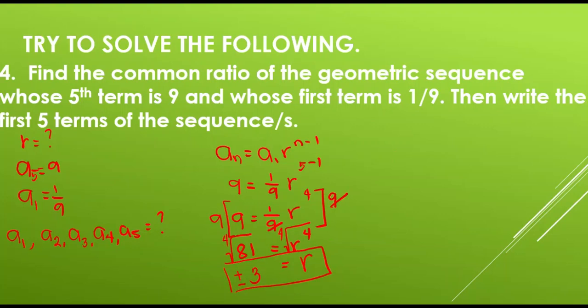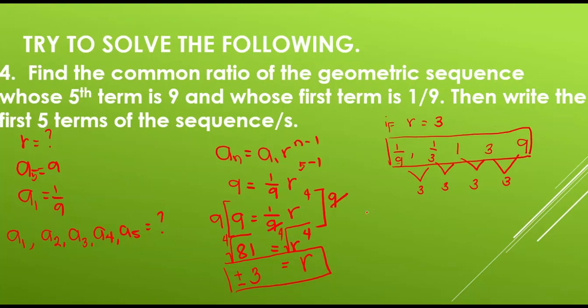Now, list down the first 5 terms. So you start with your r. If r is equal to positive 3, then your terms will be: first term is 1/9. So 1/9 times positive 3, it will give you 1/3. Okay, next, 1/3 times 3, that is 1. 1 times 3 is 3. 3 times 3 is 9. So this is the first 5 terms if your r is 3.